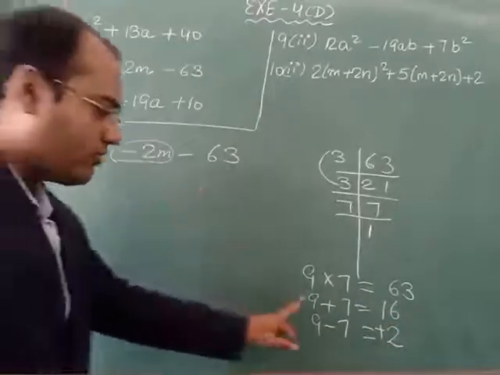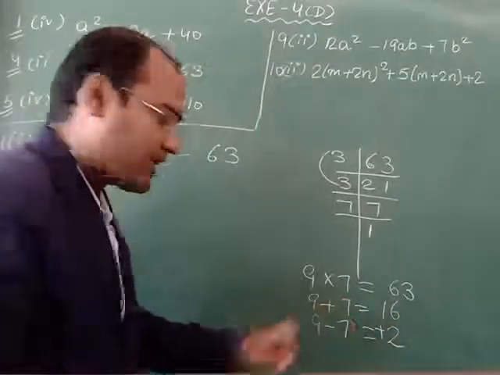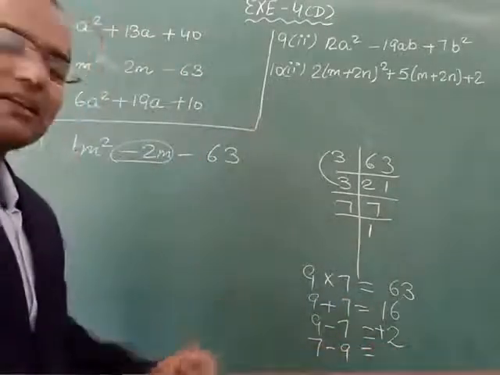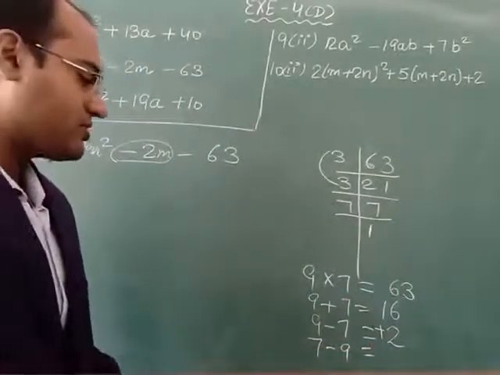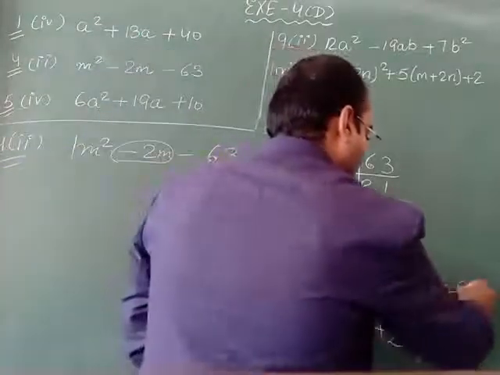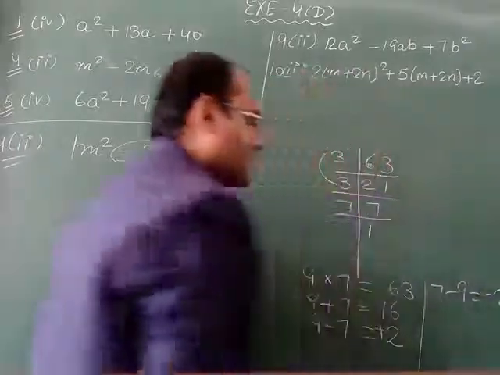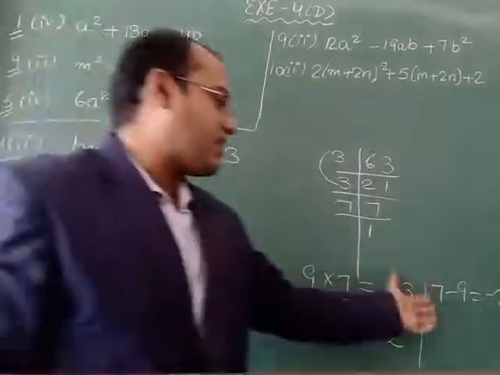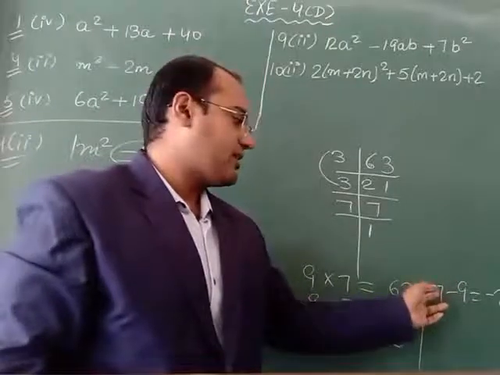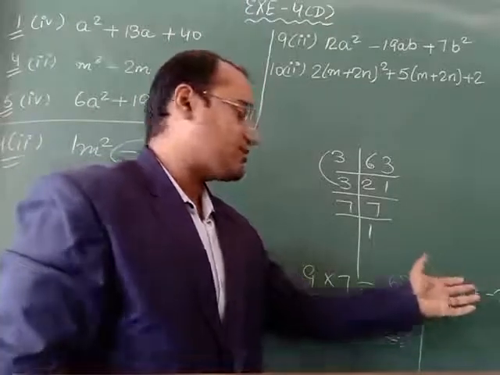So what will we do? We will not take 9 minus 7. We will take 7 minus 9. When we do 7 minus 9, the answer will be minus 2. So the product of 7 and 9 is 63, and when we find the difference 7 minus 9, our answer is minus 2.